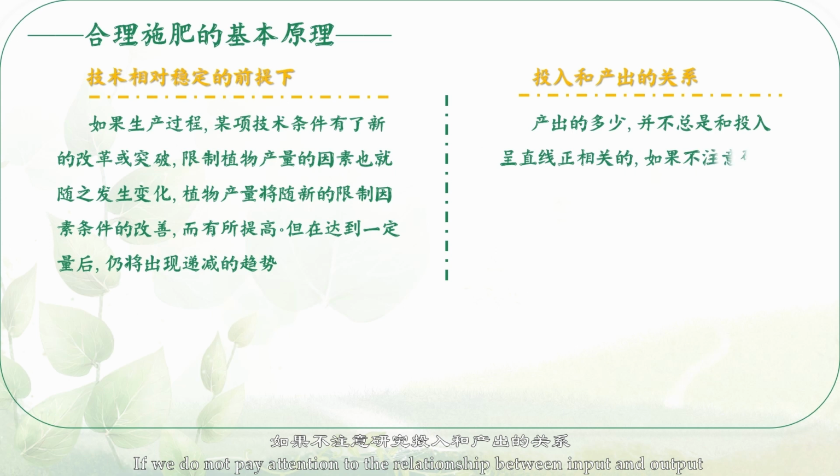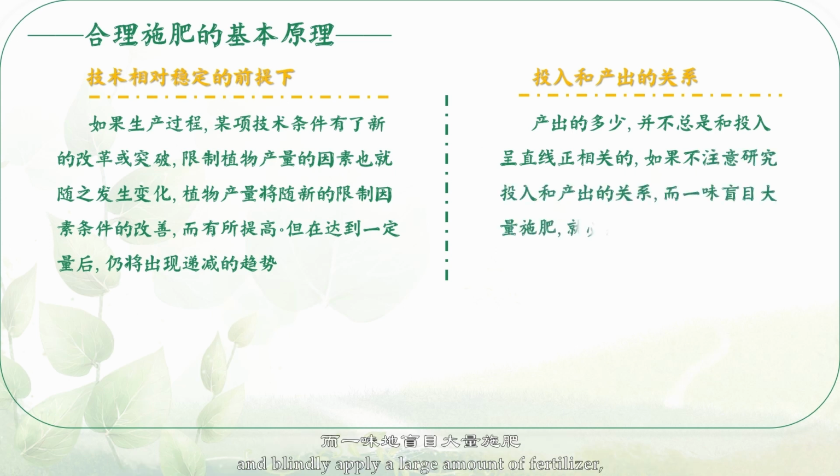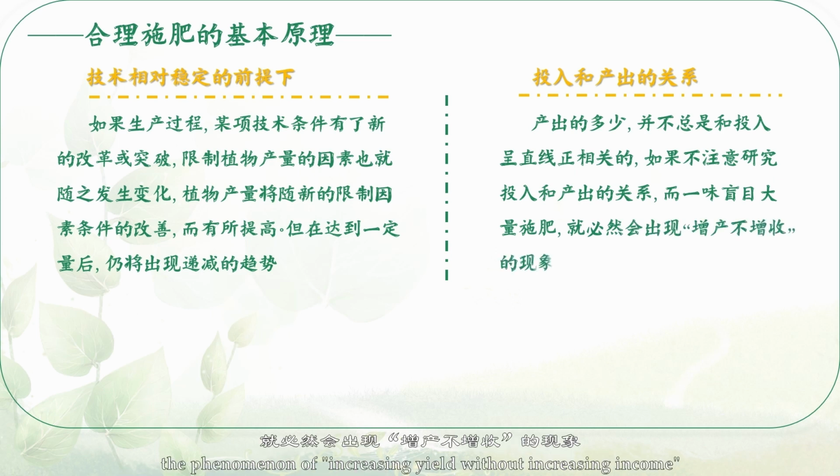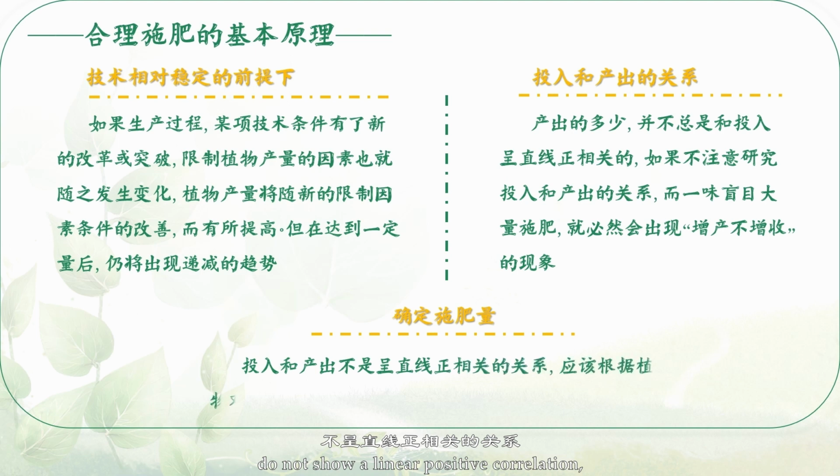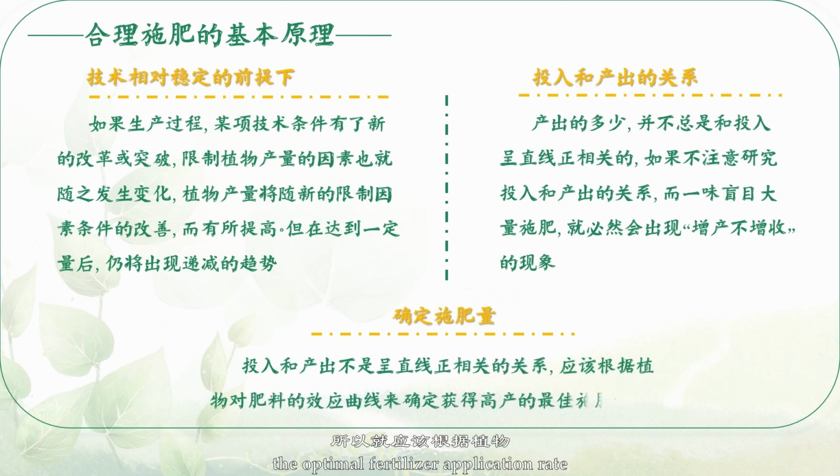If we do not pay attention to the relationship between input and output and blindly apply a large amount of fertilizer, the phenomenon of increasing yield without increasing income will inevitably occur. 3. Because input and output do not show a linear positive correlation, the optimal fertilizer application rate should be determined according to the effect curve of plants on fertilizer to achieve high yield.